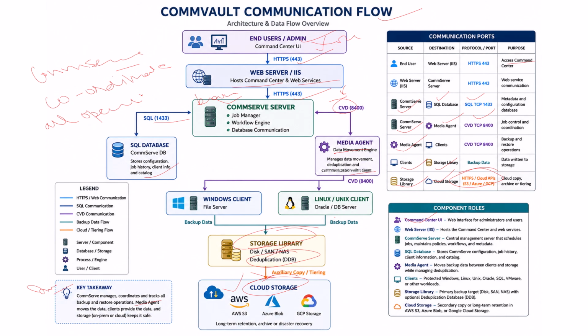Command Center UI is the web interface for administration. As I said, it's you. It hosts Command Center and web services. The CommServe server is the central management server that handles scheduling, jobs, maintenance, policies, workflow, and metadata. In a coming lecture, I will tell you what CVD is and how it works. The SQL database stores CommServe configuration, job history, client information, and catalog. The media agent moves backup data between clients and storage while managing deduplication. That's a very important component.